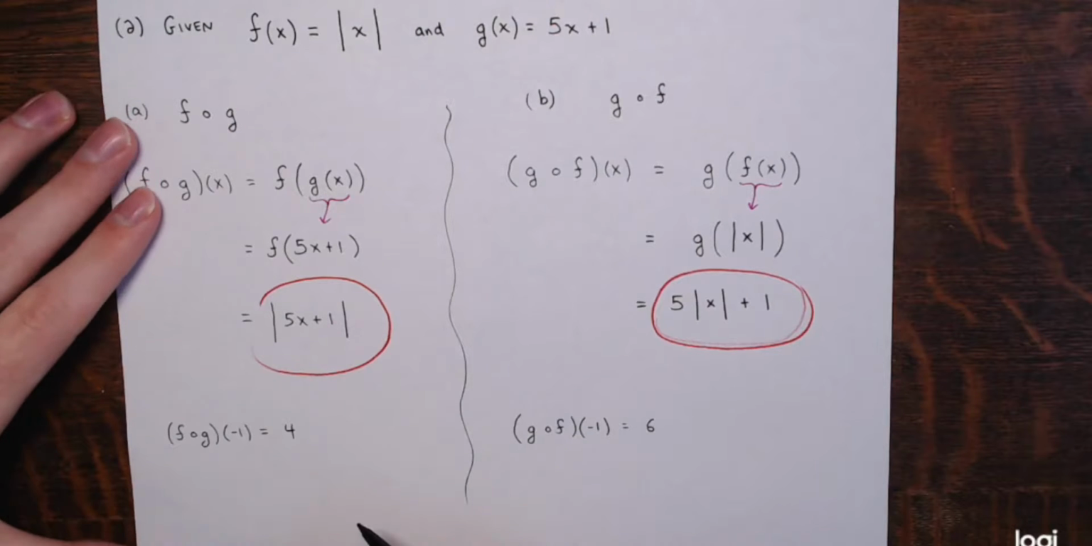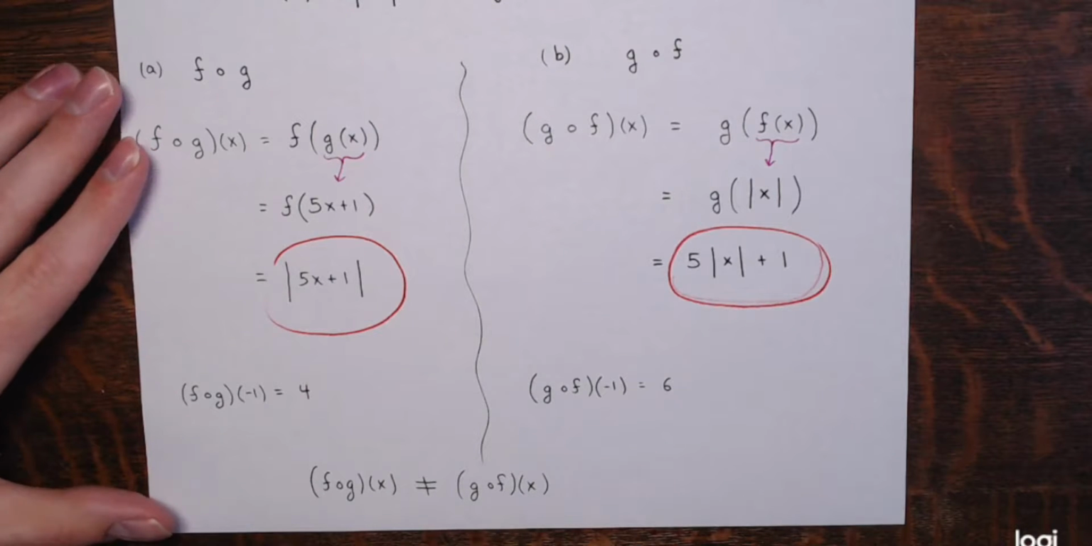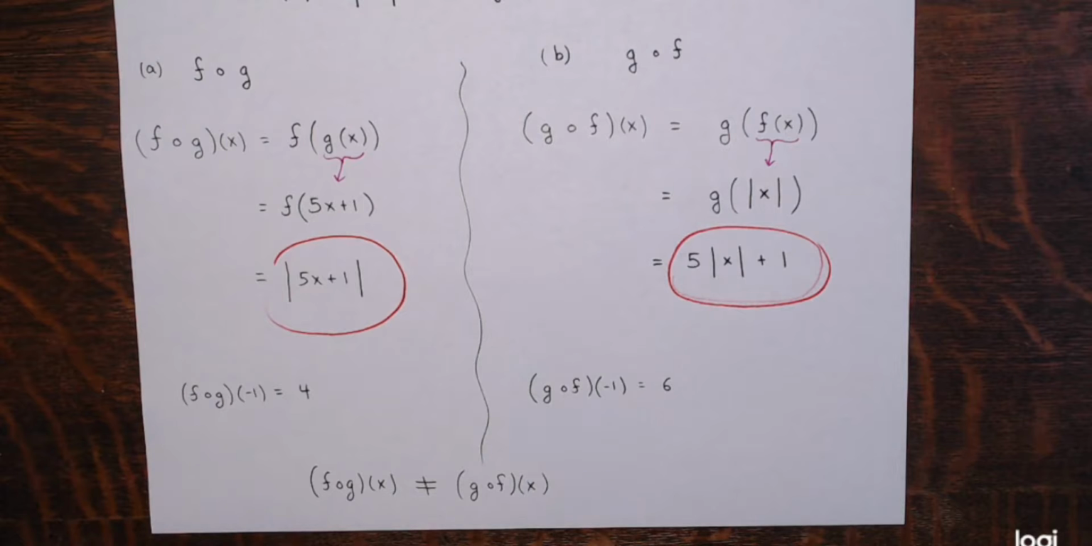Alright, so we're seeing here that f composed with g, that function is not equal to g composed with f, when x is negative. But we'll just say they're not equal, right? Because the only way two functions are equal is if they have the same value for every value of the domain.